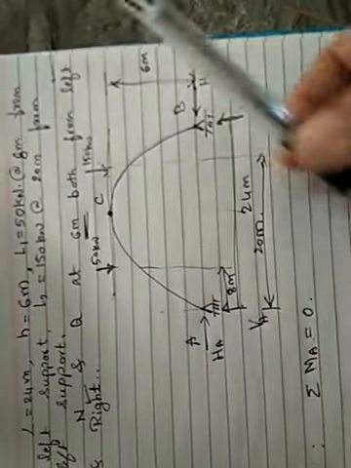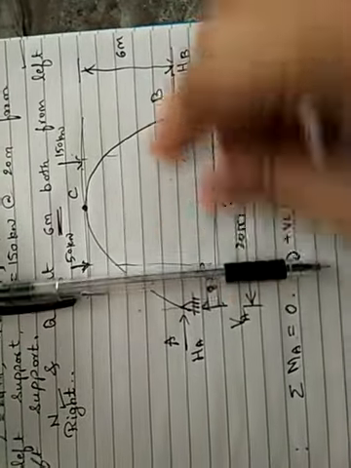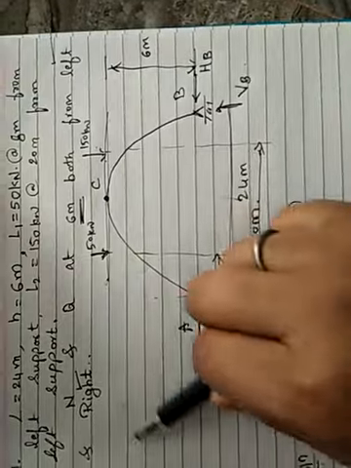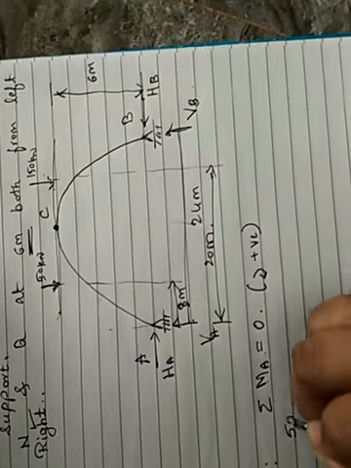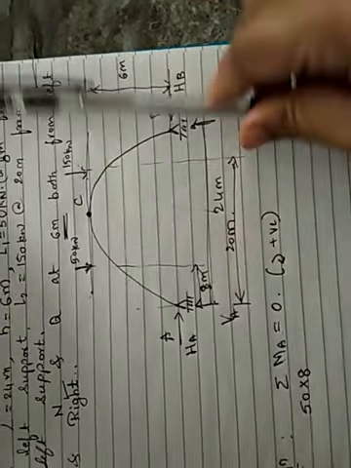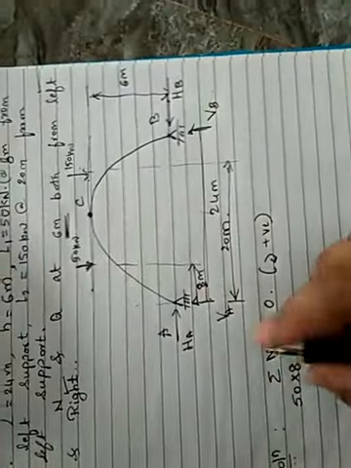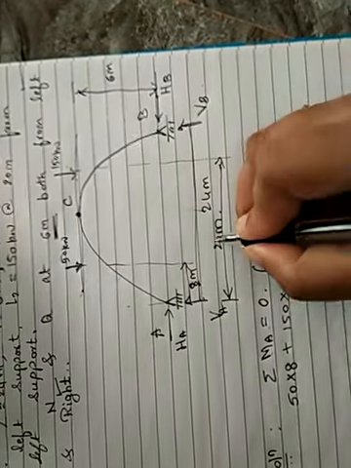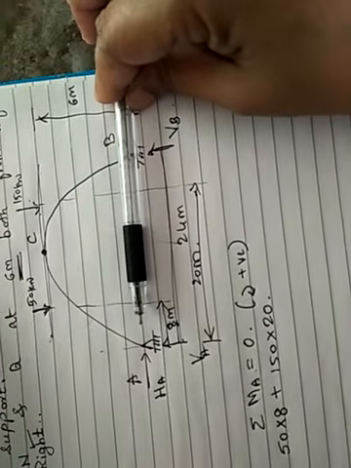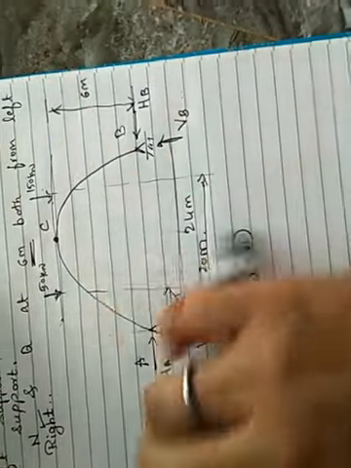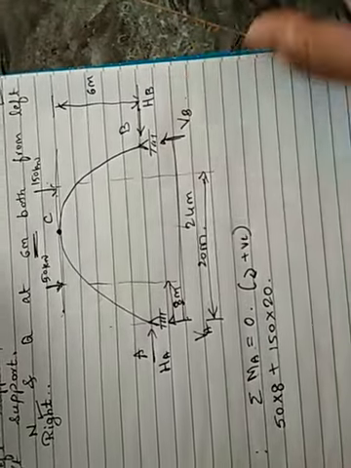Sigma MA is equal to 0. Let us take clockwise as positive. So 50 kilonewton is acting downward. It creates a clockwise moment, force into perpendicular distance, which is 50 into 8. Again 150 kilonewton is acting downward, which generates a clockwise moment. So it is 150 into the distance, 20 meter, right? HB, the line of action of this HB passes through the support A. Therefore, the perpendicular distance is 0. So HB into 0 is 0.